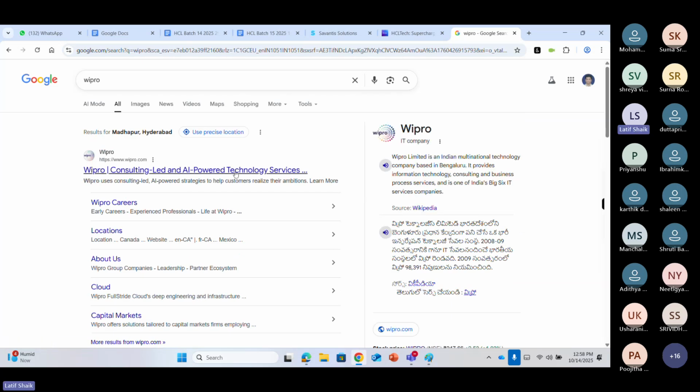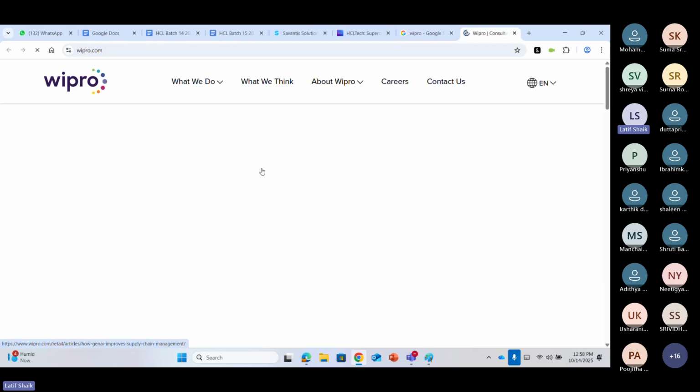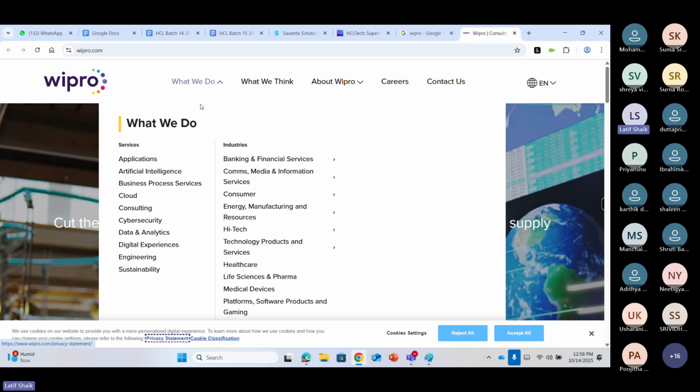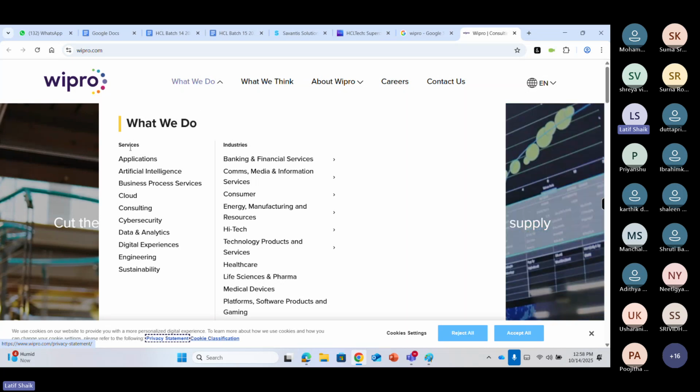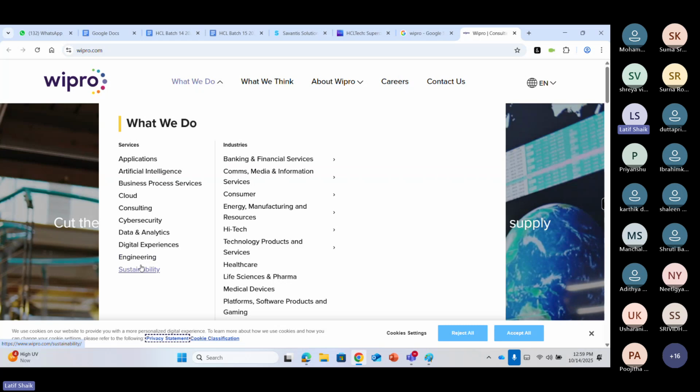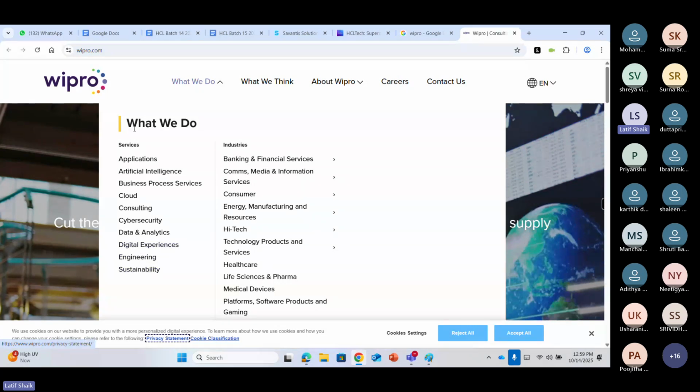Of course, Wipro is in all different companies also there. That's Wipro IT company also there because Wipro invests in different organizations. What we do, see, names are changed. What we do: services, industries, application, artificial intelligence, business process services, cloud consulting, cyber security, data analyst. This is the different type of services provided by Wipro.